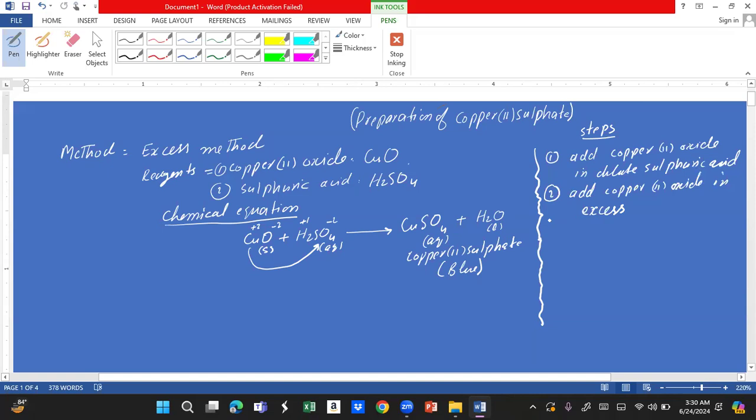In step 3, the copper oxide which was in excess, not necessarily all of it has reacted, so somewhat will be left. So we have to remove the unreacted copper(II) oxide. Filter the excess unreacted copper(II) oxide.